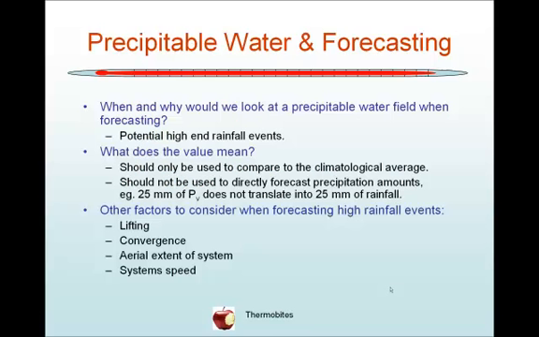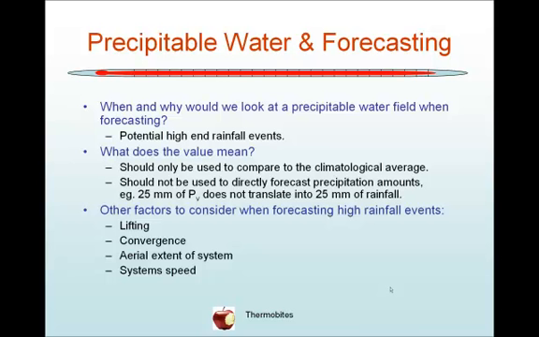Before we get there, let's think about some forecasting issues. When and why would we look at precipitable water field when forecasting? Well, clearly we're interested in the potential for high-end rainfall events, for things like flash flooding and flooding and so on. What does the value actually mean? Well, we need to be very careful with the actual value that's measured from day to day, and what's important to do is not so much that value, but how it compares to the climatological average. If it's significantly larger than the climatological average, then we can intuit that we have the potential for a high-end rainfall event.